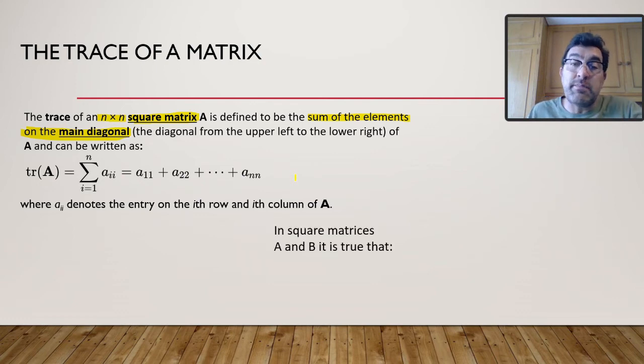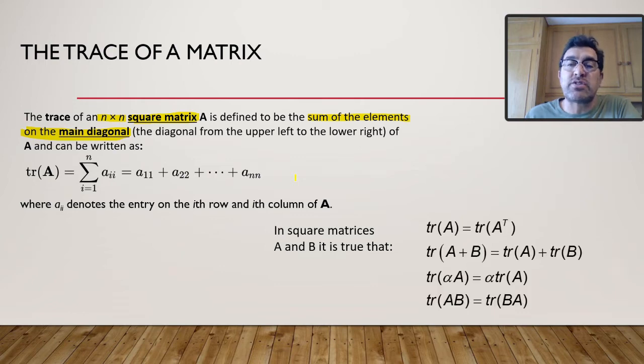Okay, in square matrices, what can we say about the trace? Well, A and B are the two square matrices we're going to look at, and it's true that, now remember, this is how we write the trace of A. So the trace of A is the same as the trace of the transposed matrix A.